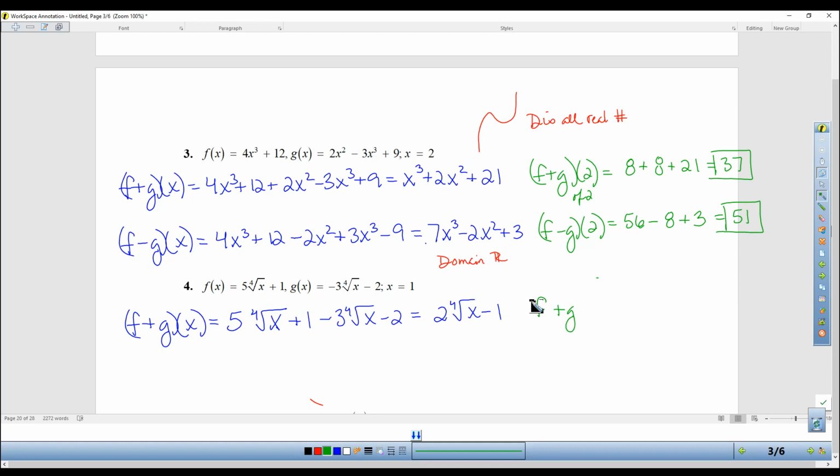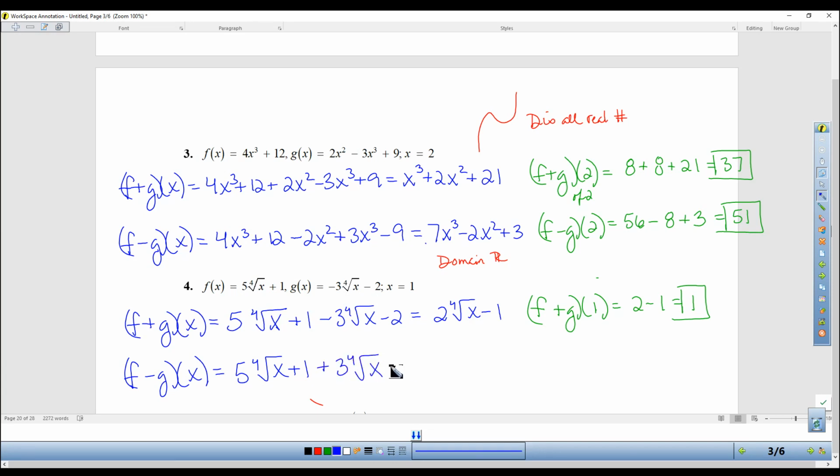f plus g of 1. The fourth root of 1 is just 1, so 2 minus 1 is 1. And finally, f minus g of x would be 5 fourth roots of x plus 1. Now I'm going to subtract all of this, which actually is going to turn them to addition. And that gives me 8 fourth roots of x plus 3. And so f plus g of 1 is the 4th root of 1 is still just 1, which is 8 plus 3 is 11.